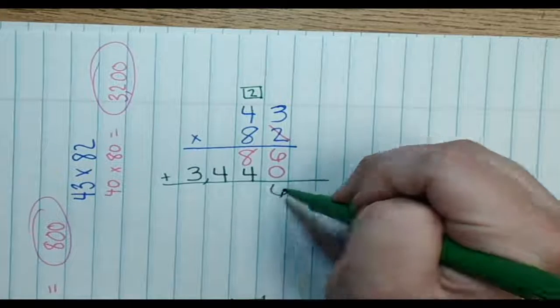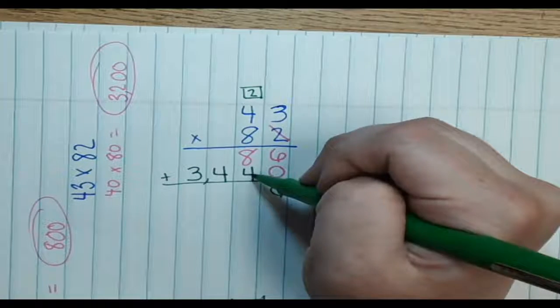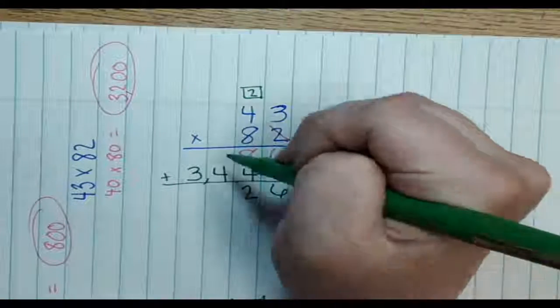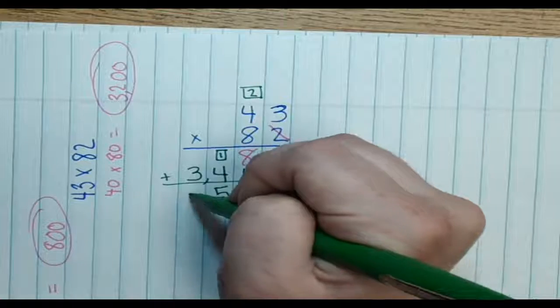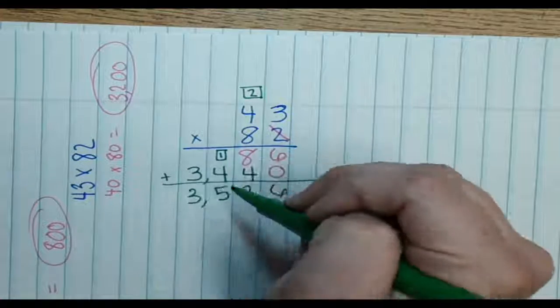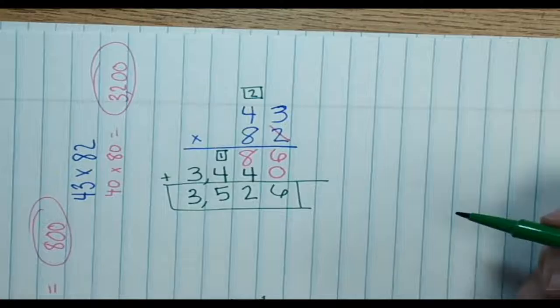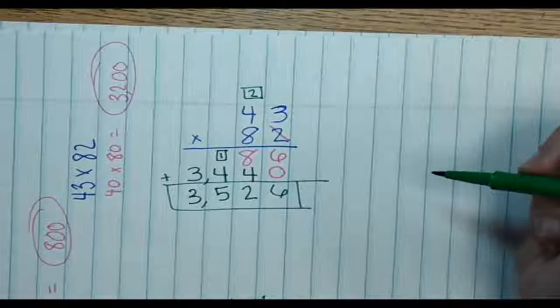6 plus 0 is 6. 8 plus 4, 8, 9, 10, 11, 12. So I'm going to put down my 2, carry my 1. 4 plus 1 is 5. And 3 plus nothing is 3. 3,526. Our estimation was 3,200.